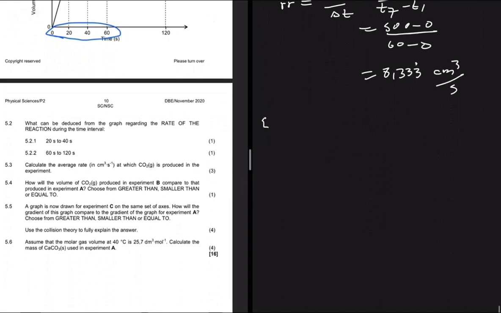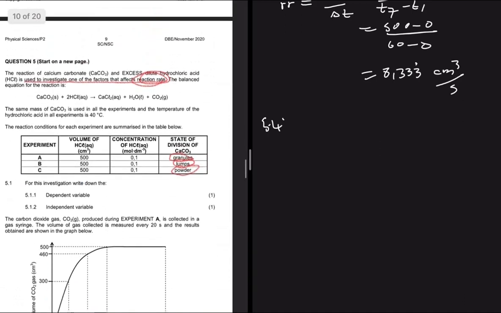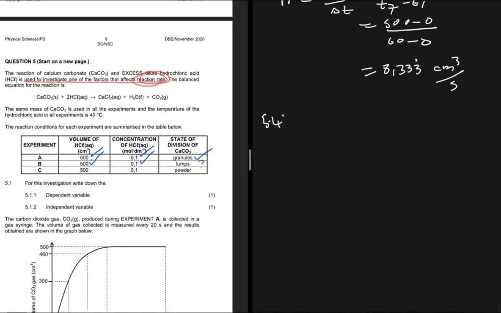And then we can move to 5.4, which says, how will the volume of CO2 produced in experiment B compare to that produced in experiment A? Choose from greater than, smaller than, or equal to. This is a tricky question, because let's look at experiment A and experiment B, right? We have the same volume of HCl for A and B, same concentration of HCl, and instead of granules, they're using lumps, right?